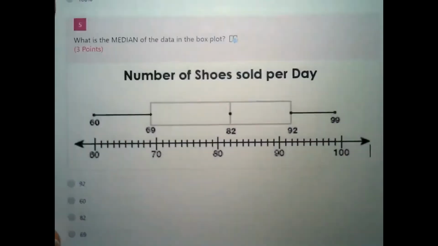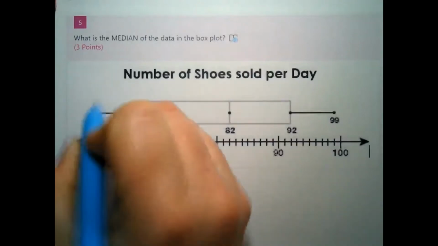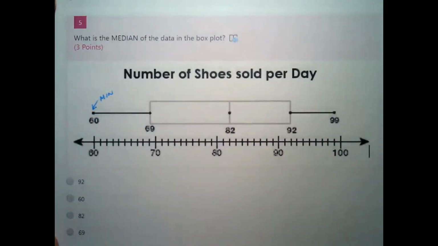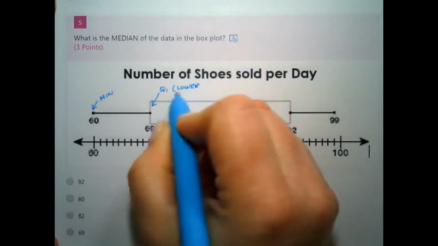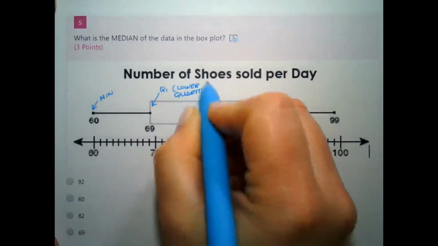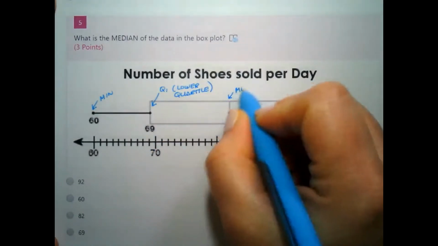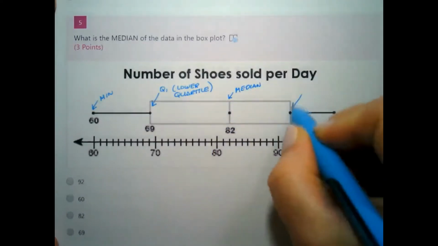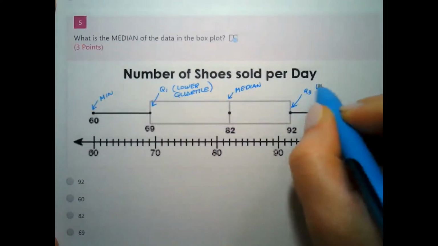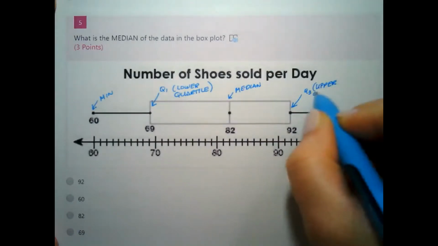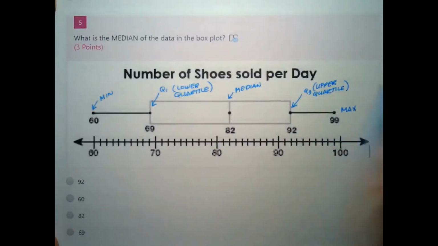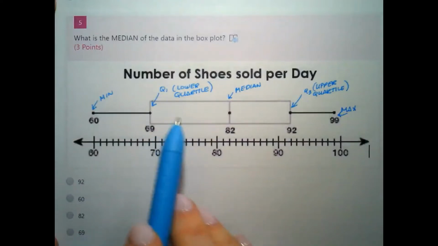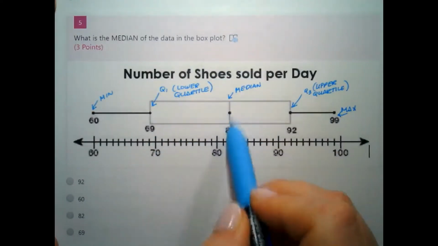Okay, question number 5. What is the median of the data in the box plot? If you remember, this is your minimum, the lowest number in your set. This is your Q1, or the lower quartile. This number at the bar here is your median. This number is Q3, which we also call your upper quartile. And the last number is your maximum, or your upper extreme. So if it's looking for the median, we are looking for the middle number here, which is the 82.